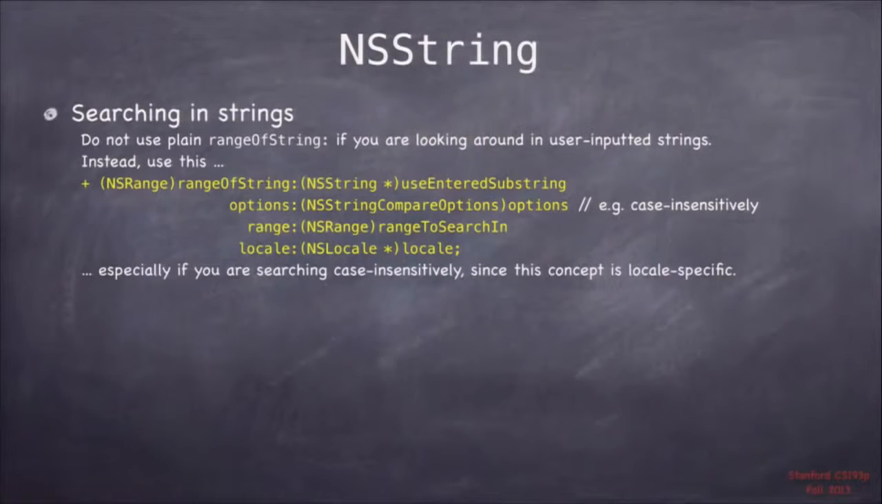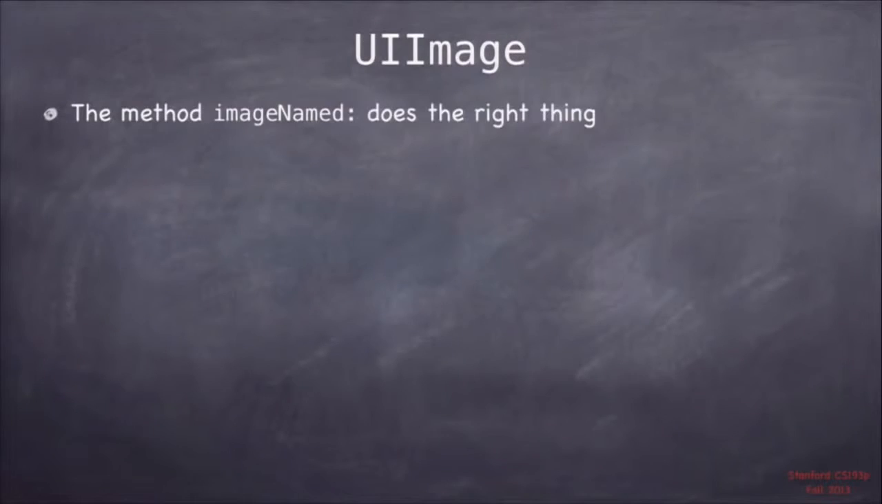Strings, an interesting thing, if you're searching in a string, okay, especially if you're searching case insensitively to try and find a word in a string, you don't want to use the range of string method. You want to use this range of string options, range locale method, and pass the current locale. And this is especially true with case insensitivity and when diacritics are involved, because different languages treat the diacritics differently, okay, and case sensitivity is different in different languages. So you would definitely want to use this method for that.